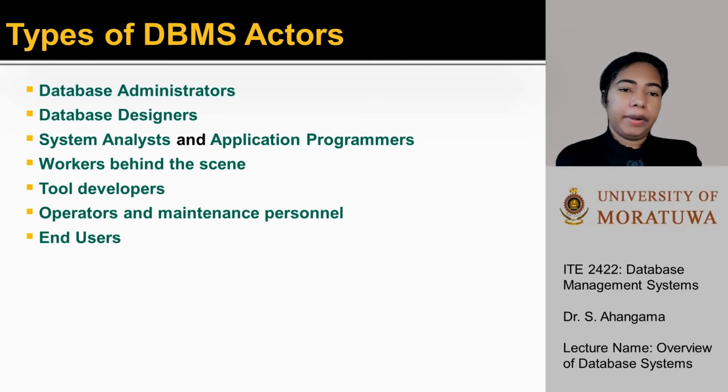Then we get operators and maintenance personnel. They are system administration personnel who are responsible for the actual running and maintenance of the hardware and software environment for the database system. Finally, we get end users. End users access the database for querying, updating, and generating reports. There are various types of end users like casual end users, parametric end users, sophisticated end users, and standalone users.